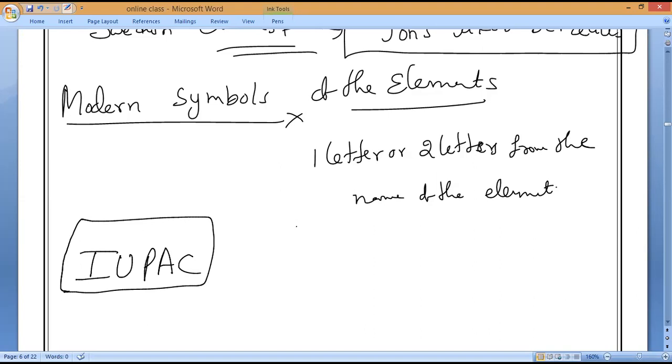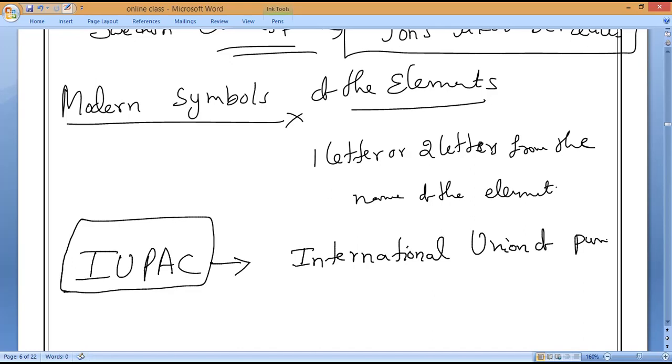So what is IUPAC? What is the full form of IUPAC? Anybody? Anyone? International Union of Pure and Applied Chemistry. So this is the internationally accepted organization.